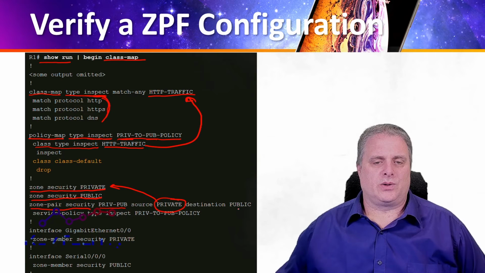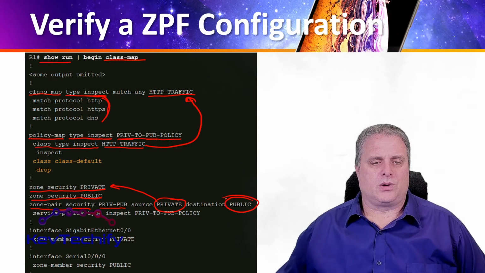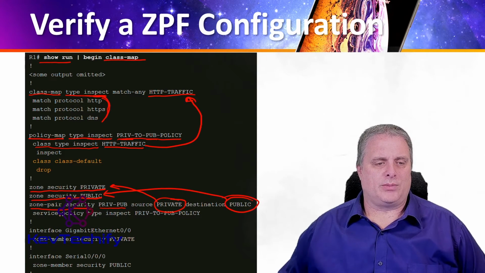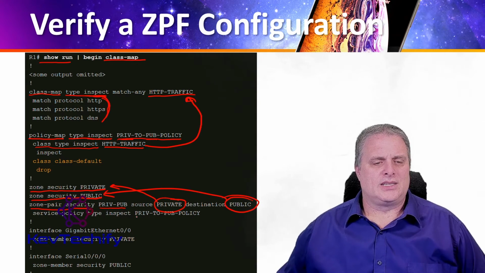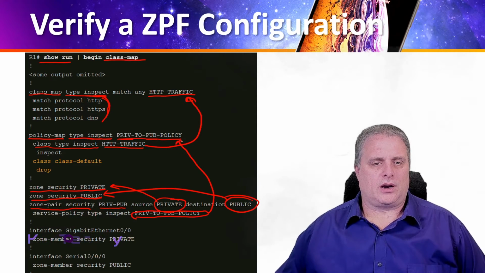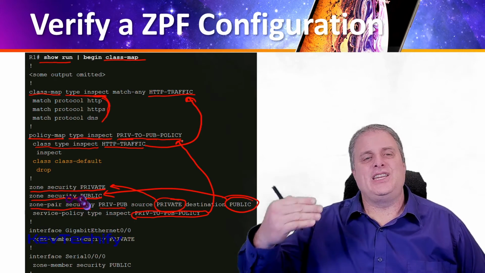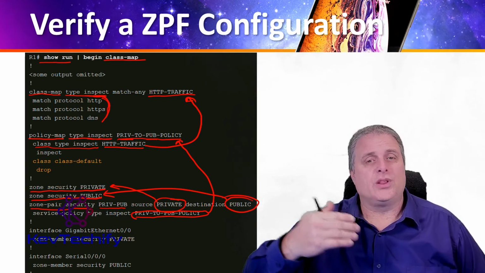We establish that zone there, to the public zone, once again another zone we established. And then the policy we're going to use here is private to public policy. Now, this is the policy map we established right there. All of these need to be in order. All these need to relate back and forth.